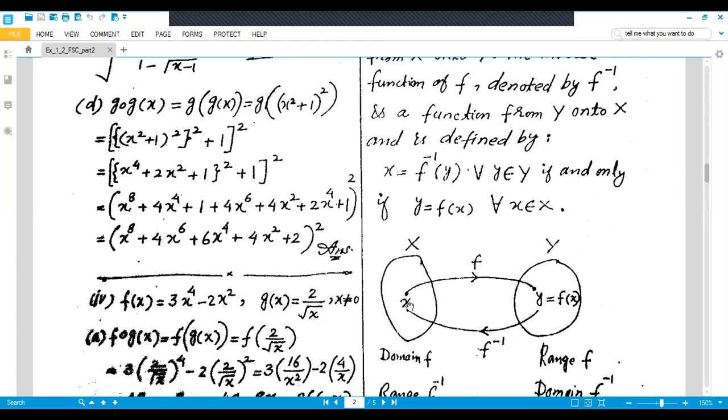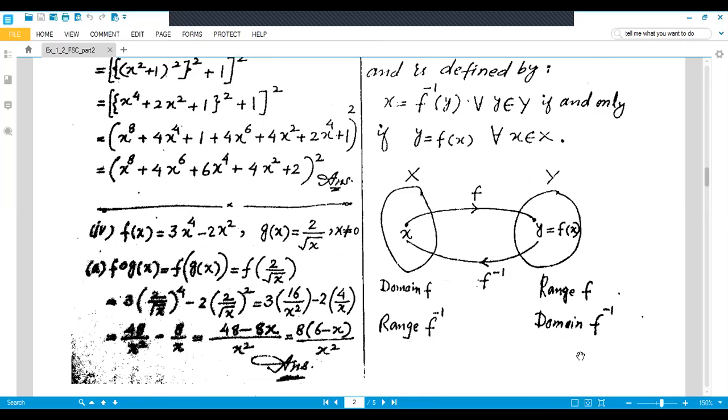Look, if f is a function from x to y, so y is equal to f of x. So f inverse will be the inverse function from y to x. For such a function, this is the domain of f and this is the range of f.